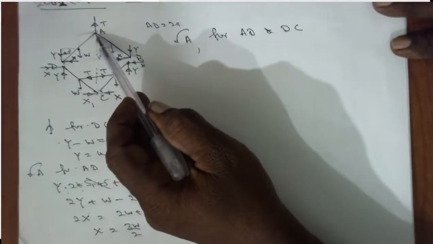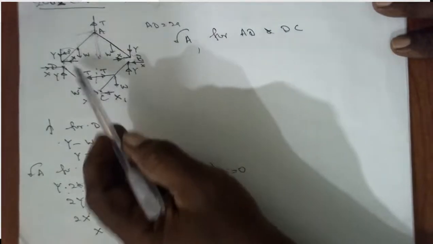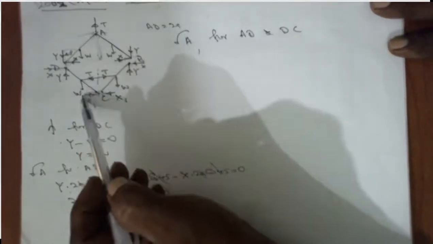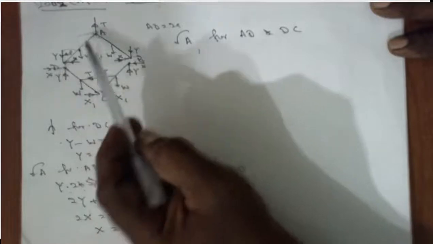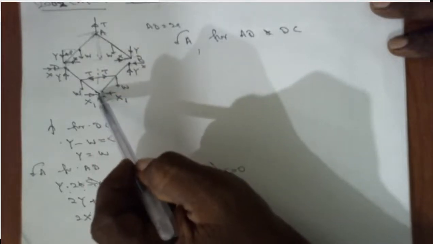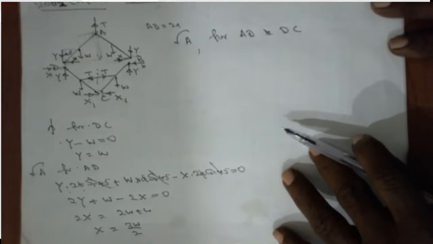But when you take moments about point A, there is no contribution from the forces at A, right? For this equation, therefore, you can take moments about A, right? Then these are internal forces. You have only 2W and T and X1, because this is an internal force when you consider AD and DC together, right? These forces are internal forces, right? Okay.